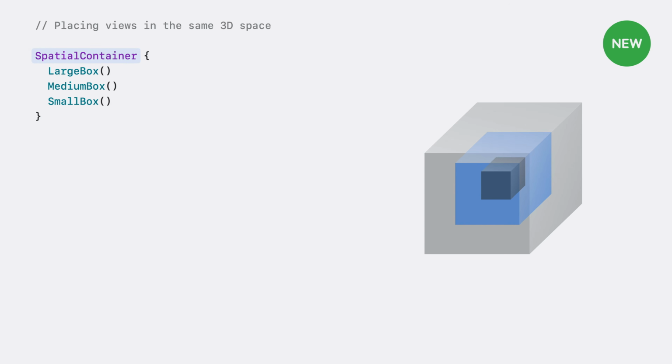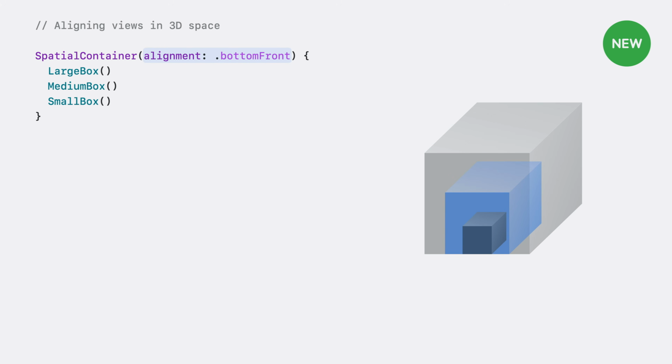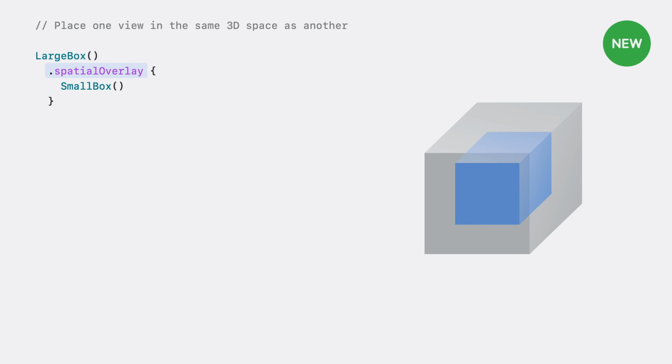The new Spatial Container API allows you to place multiple views in the same 3D space like a series of nesting dolls. You can apply a three-dimensional alignment to all of the views. Here, we line up all the children according to their bottom front alignment guide. And here, according to their top trailing back guide. Spatial Overlay is a similar tool, which allows you to overlay a single view in the same 3D space as another. Similar to Spatial Container, it supports 3D alignments.